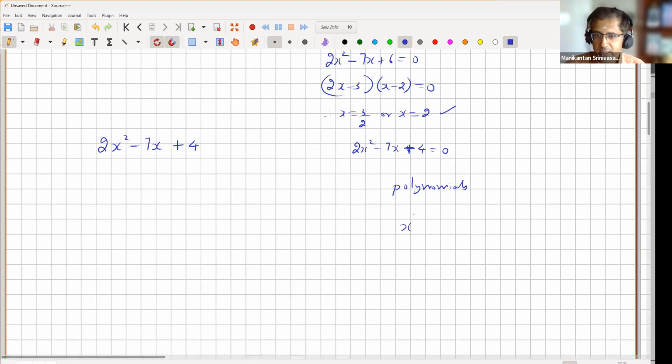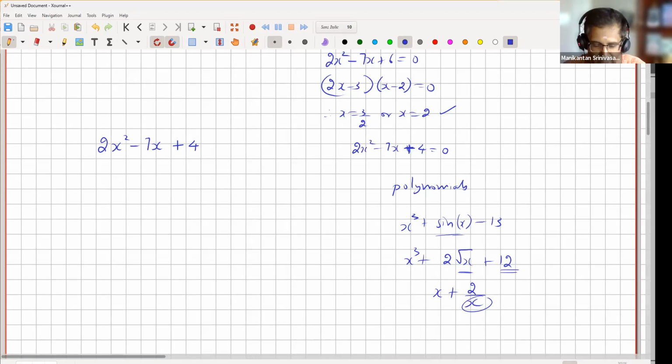So for example, if I have x cubed plus sine x minus 13, it's not a cubic because we have a mixture of trigonometric thing as well. So it's not a polynomial. Similarly, if I have x cubed plus 2 times root x plus 12, it's not a cubic because I have root x, which is not an integer power of x. So all the terms must be an integer power of x. And the lowest integer is x power 0, which means you can have a constant term, but you cannot have 1 over x. So x plus 2 by x is also not a polynomial because the power of x here is minus 1. Okay, so anyway, those are all simple definitions.